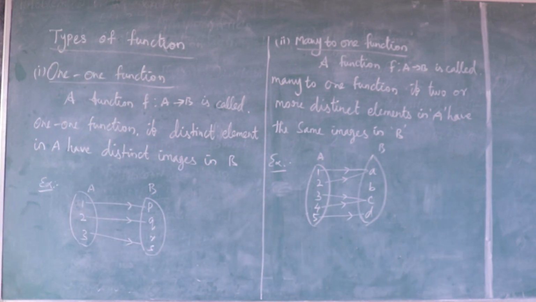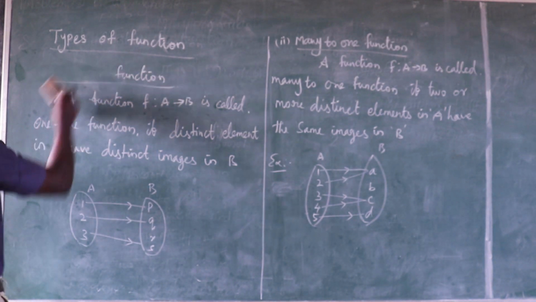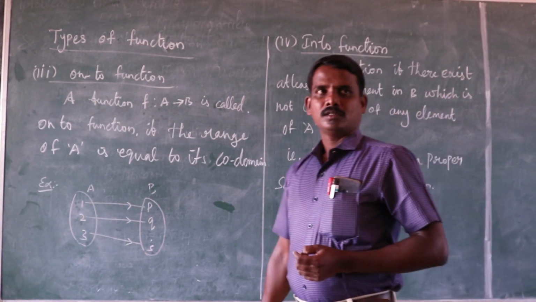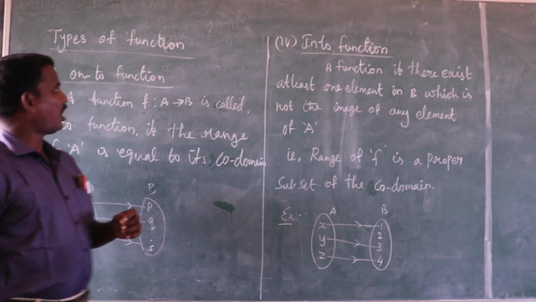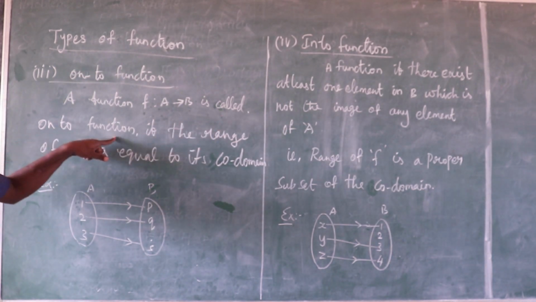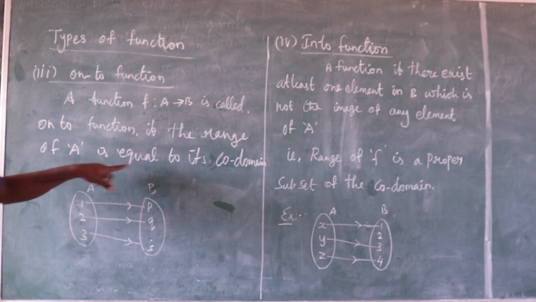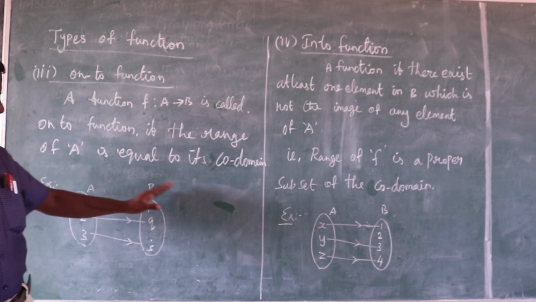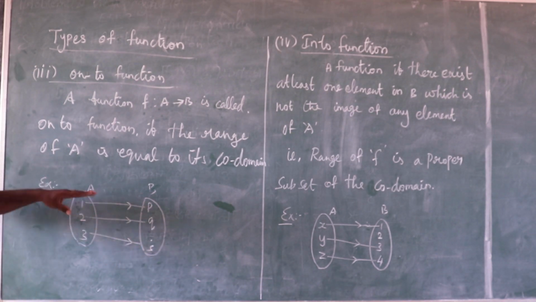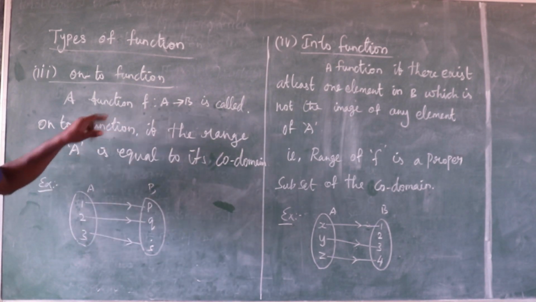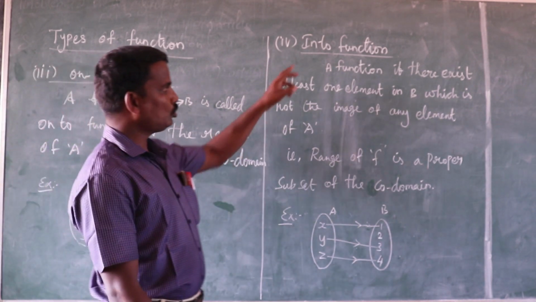And then the third one, on-to function. A function f from A to B is called on-to function if the range of f is equal to its codomain. That means every element in B has an image in A. That is, the number of elements in A is equal to the number of elements in B. That is on-to function.